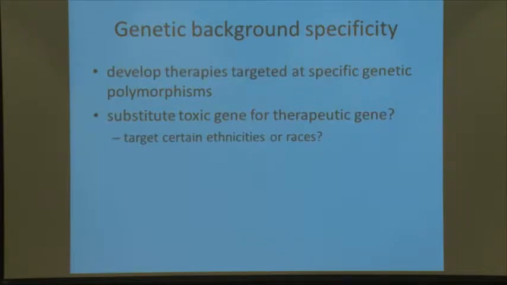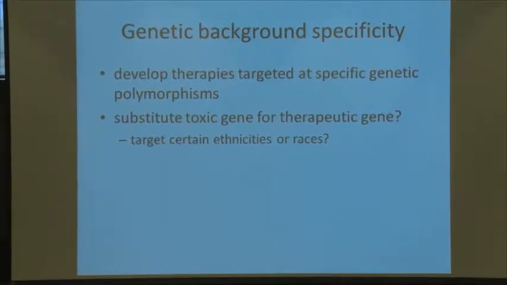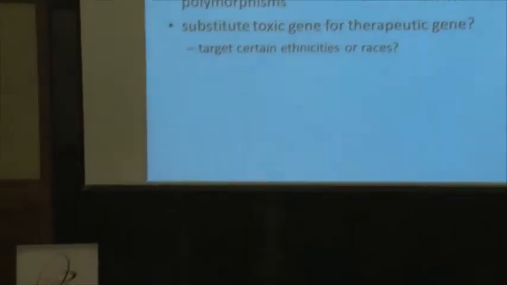What about trying to target individuals based on their genetic background? There have been ideas to develop therapies that are targeted at specific genetic polymorphisms. There might be individuals in certain groups who are more apt to come down with a disease, and you might want to come up with some sort of therapy that specifically targets those individuals. Well, you can imagine that instead of using a therapeutic gene, you could substitute a toxic gene, and now you can use this for malevolent purposes. So again, dual use.